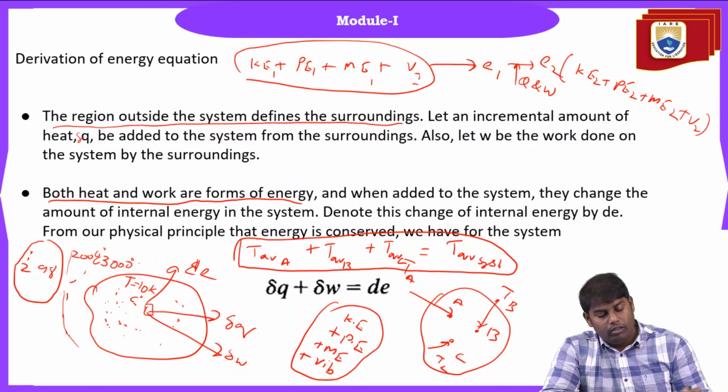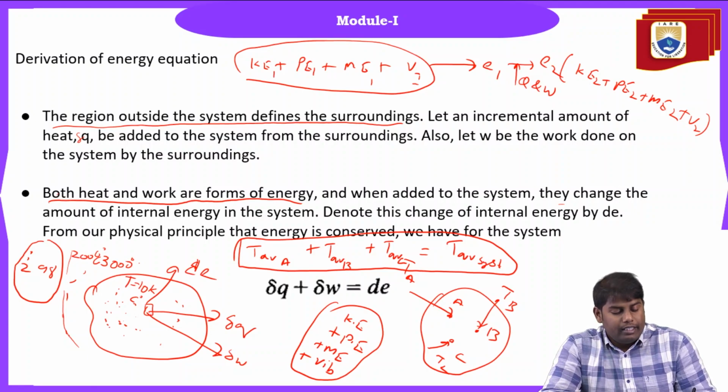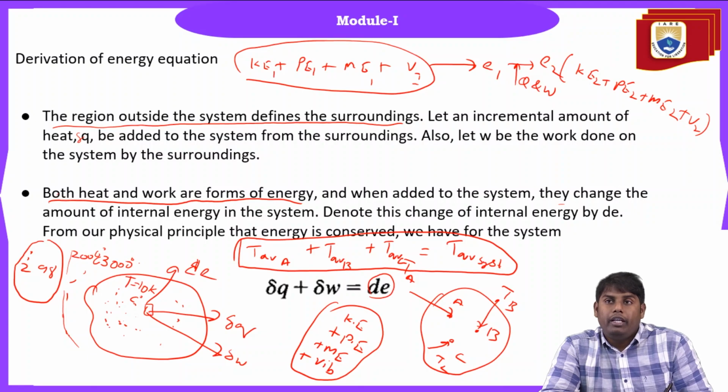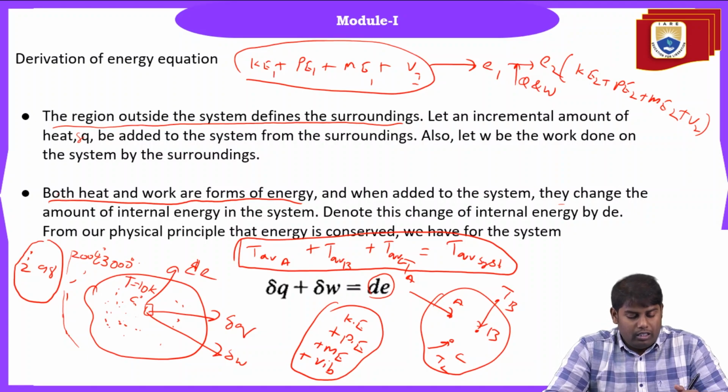Fine. So what happens actually? When added to the system, they change the amount of internal energy of the system. So basically, the internal energy is changing from E1 to E2. That is denoted by dE. So dE is nothing but the difference between E1 and E2. Okay, so basically, this is coming from the first law of thermodynamics.